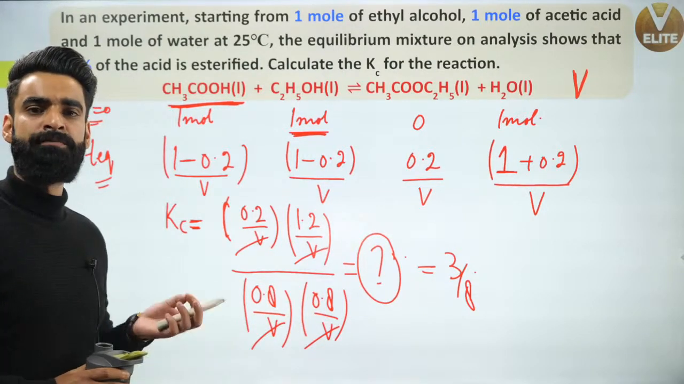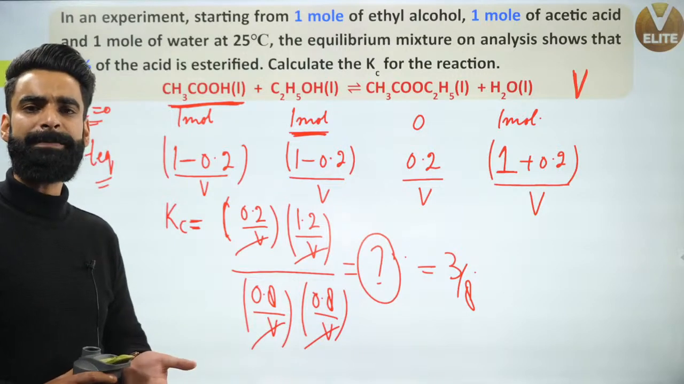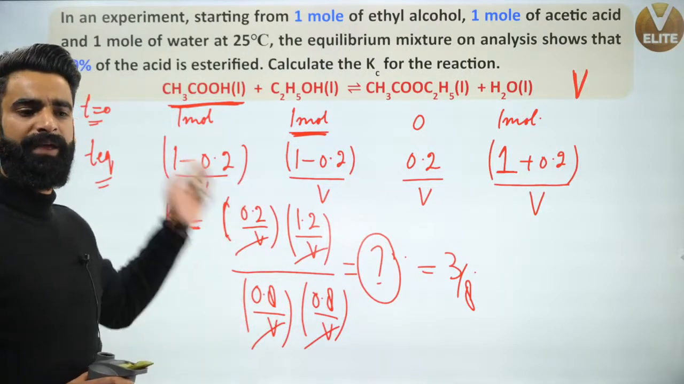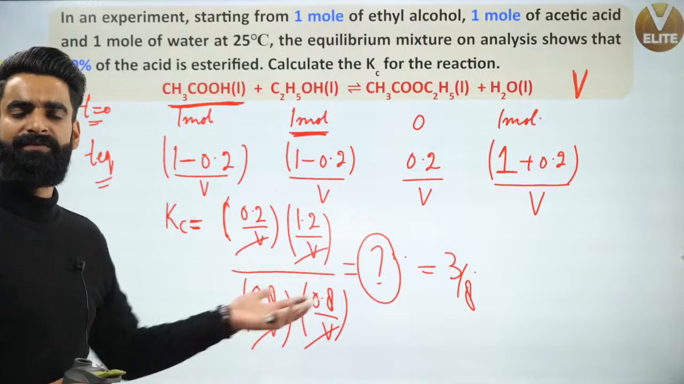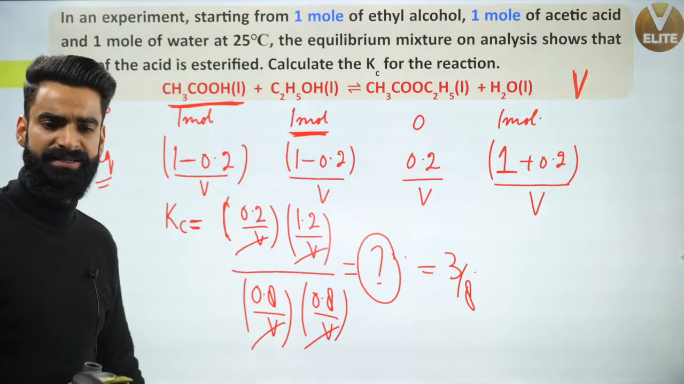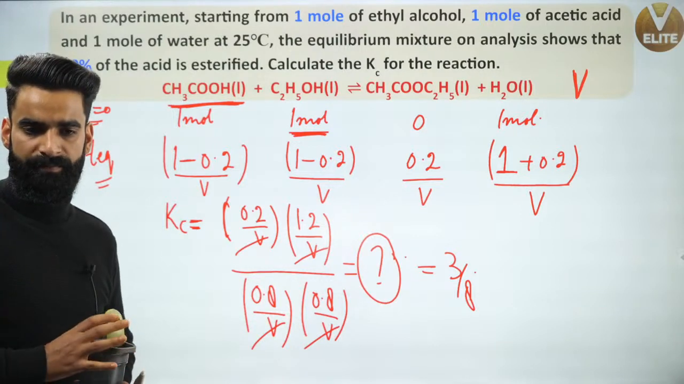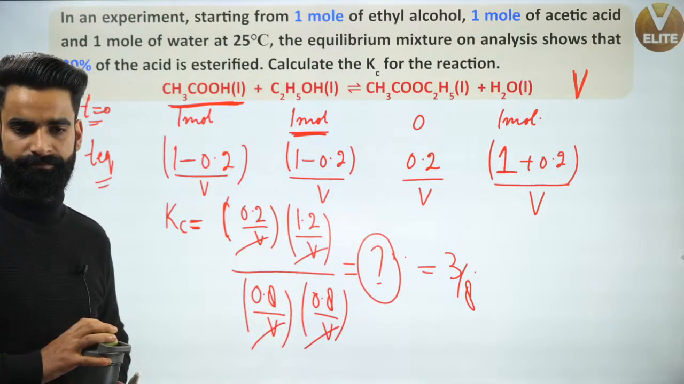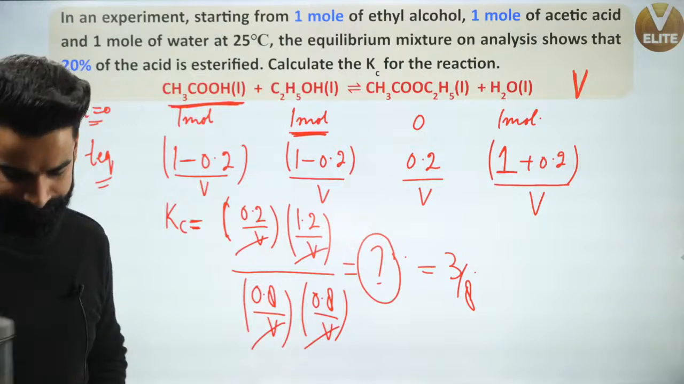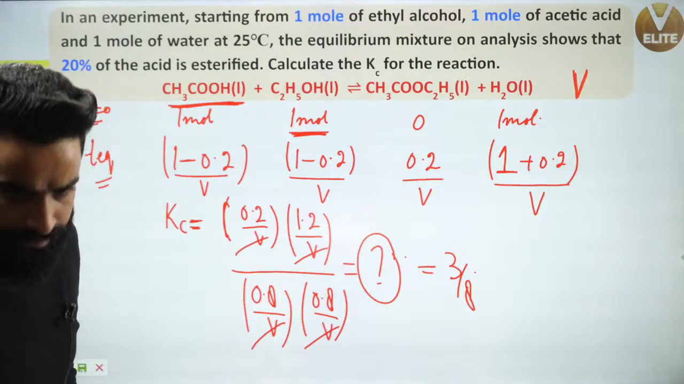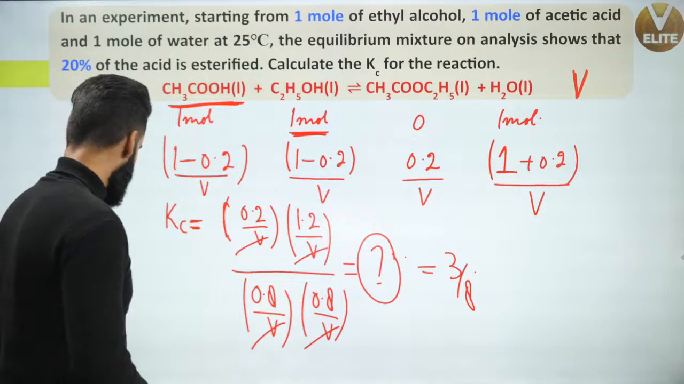Kc units, if you remember, are moles per liter to the power delta Ng. Delta Ng for this reaction is 0 because everything is in the liquid state, right? If delta Ng is 0, it's going to be unitless. Wonderful, guys. Great.